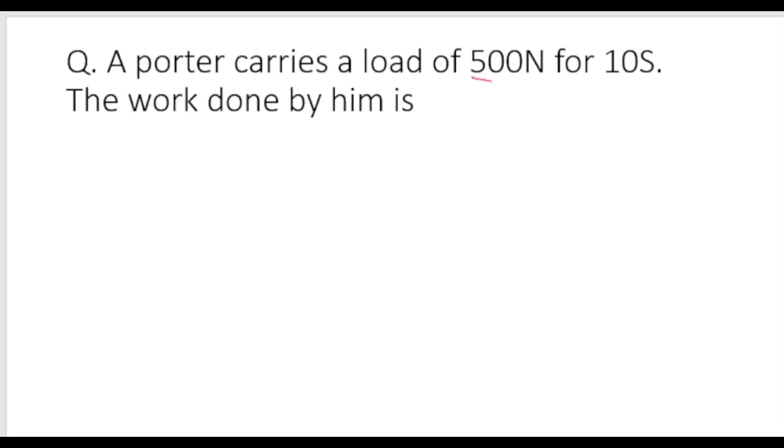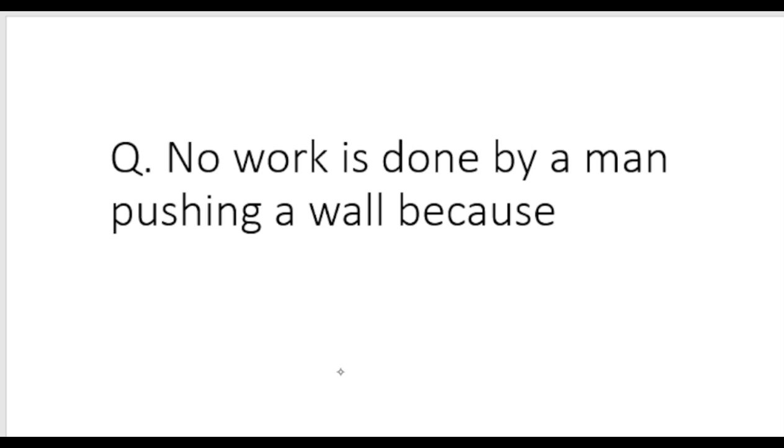Here we know, since he is carrying a load on his head, he is applying a force on the load above, but he is not moving, no displacement. So here F is equal to 500 Newton, but S is equal to 0. So work done is equal to 0. No work is done by a man pushing a wall, because when he is pushing a wall, he is applying a force F, but there is no displacement. So we can say that work done is equal to 0.